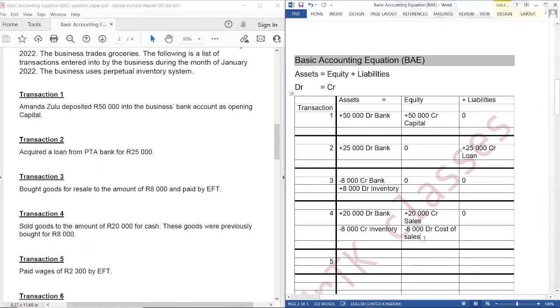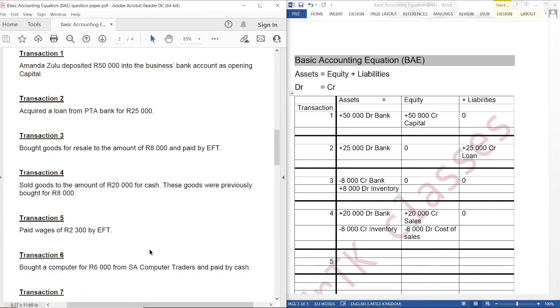Cost of sales simply means the cost of the goods that have been sold. So this is just the buying price of the goods that we have sold. The difference between the two is profit, right? Okay, so credit here, debit here, minus 8,000 here, minus 8,000 this side. Then we are done with that transaction. Transaction number 5, paid wages of 2,300 by EFT. All right, so we can see an outflow of cash there, 2,300.